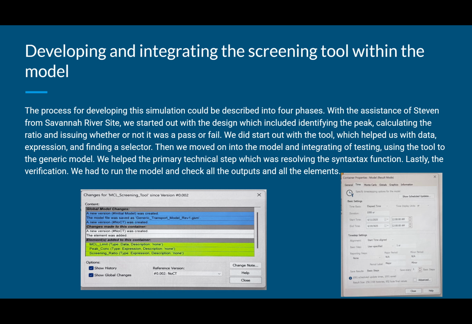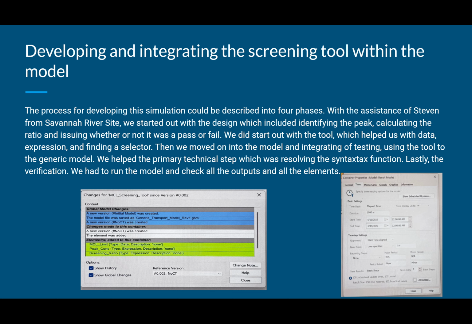We did start out with the tool, which helped us with data expression and finding a selector. Then we moved on to the model and integrating and testing, using the tool in the generic model. We had the primary technical step, which was resolving the syntax function. Lastly, the verification.